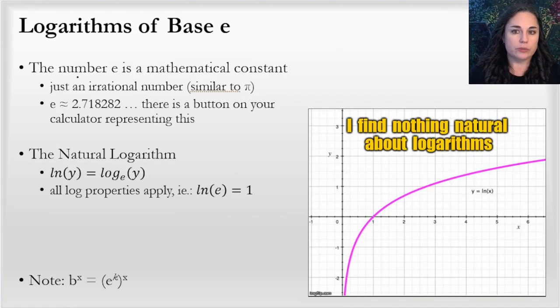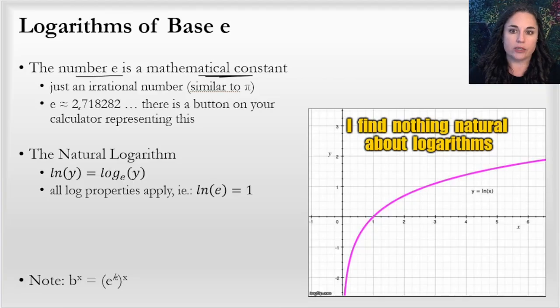The next thing I wanted to remind you of is logarithms of base e. This is the natural logarithm, the natural log. e is just a number. The number e is a mathematical constant. To me, it's similar to pi. It's an irrational number. Remember, irrational numbers can't be represented just as a fraction, that would be a ratio, a rational number. There are no two integers that I can put over each other that will equal this.